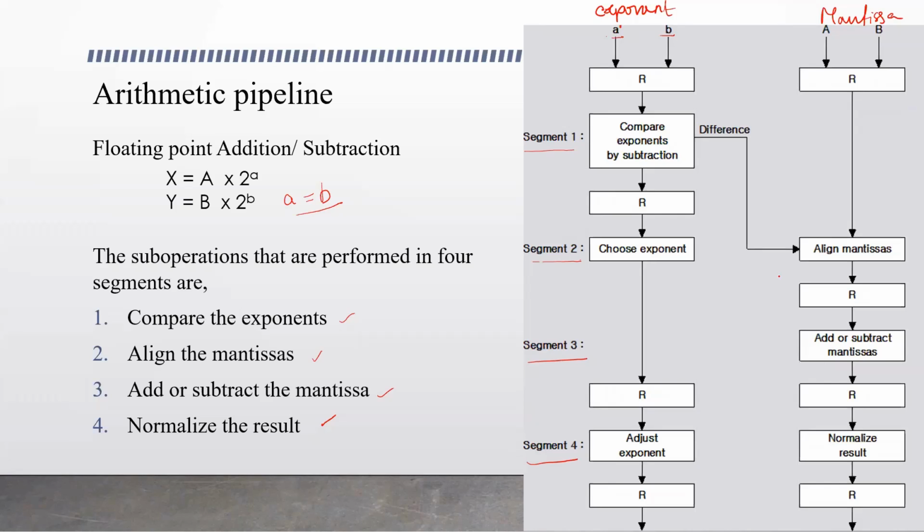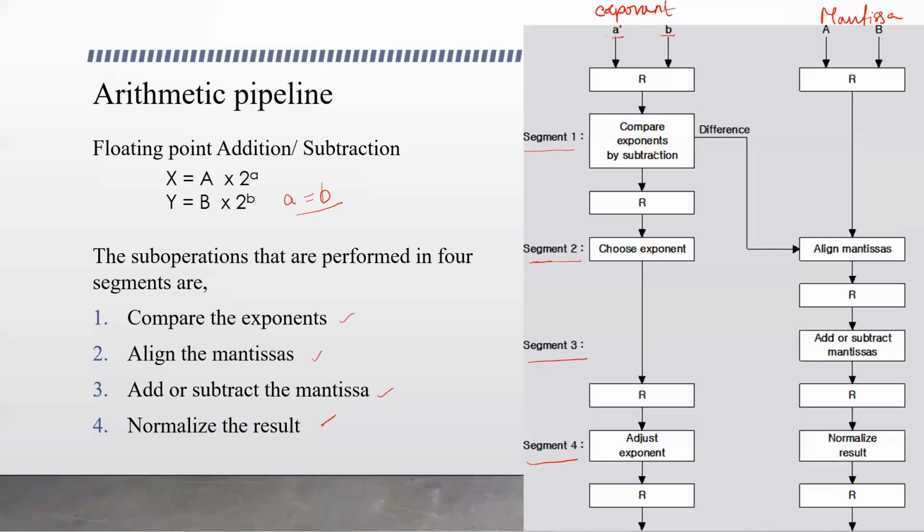Here the task that is to be performed is addition or subtraction of these two floating point numbers. To complete it faster, we have divided it into sub operations and perform these operations in different segments. So here exponents a and b are stored in registers first, and then these exponents are compared. That is the first sub operation, compare the exponents.